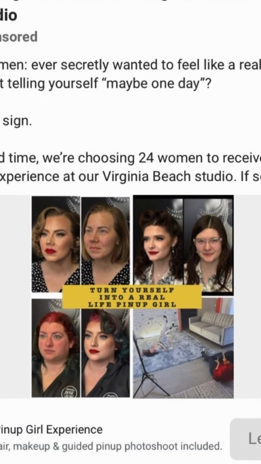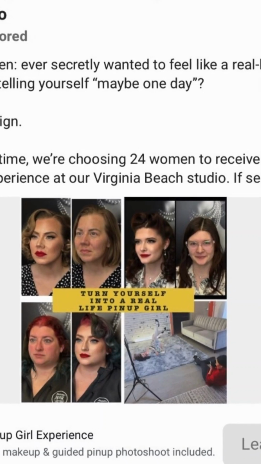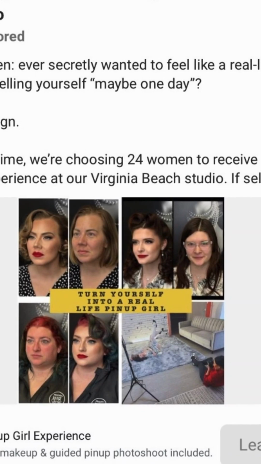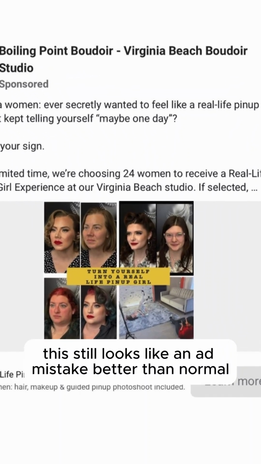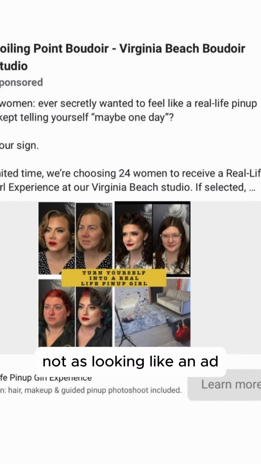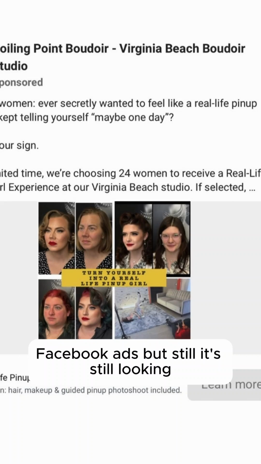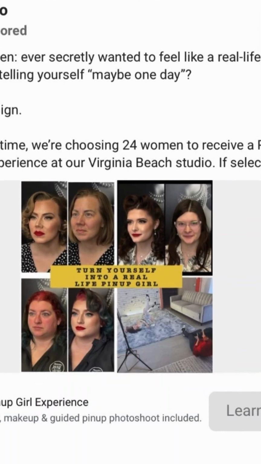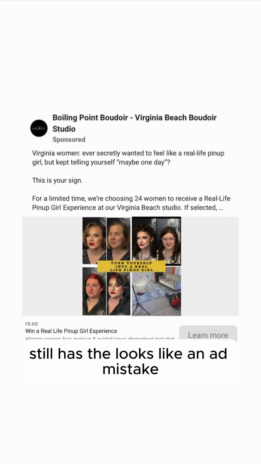All right, so yeah, this still looks like an ad mistake. Better than normal. Not as much looking like an ad as what I'm used to seeing from Boudoir Facebook ads, but still, it still looks like an ad mistake.